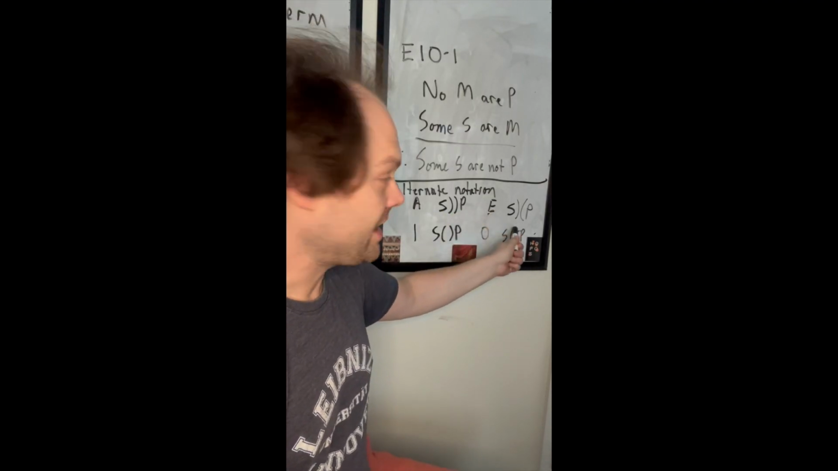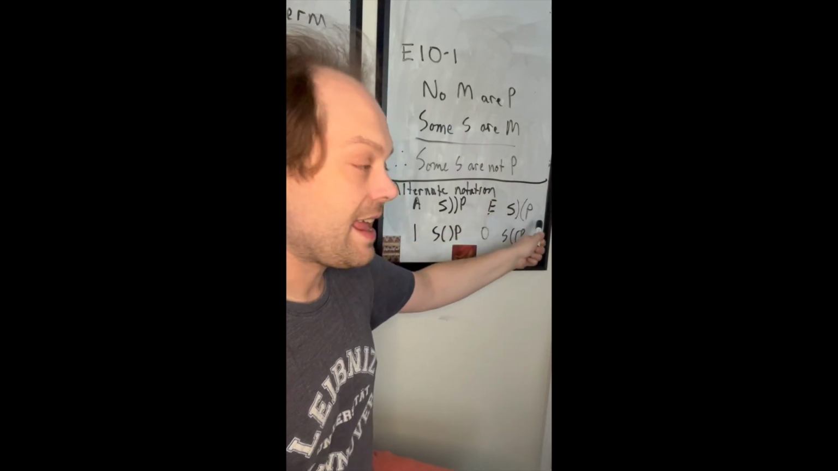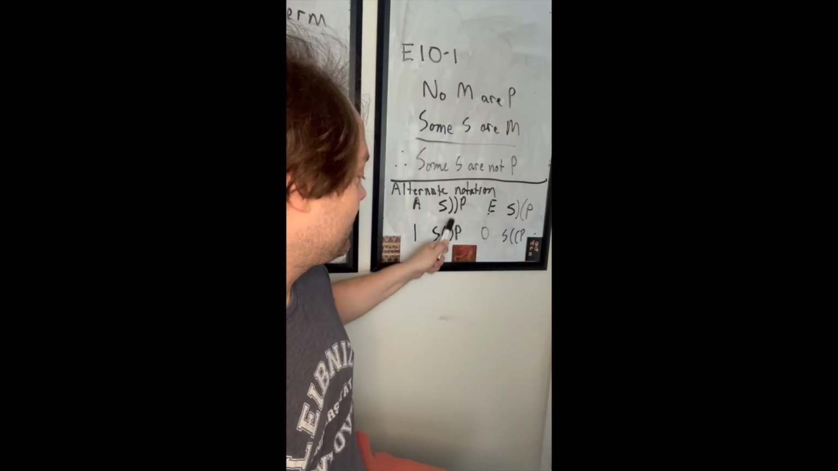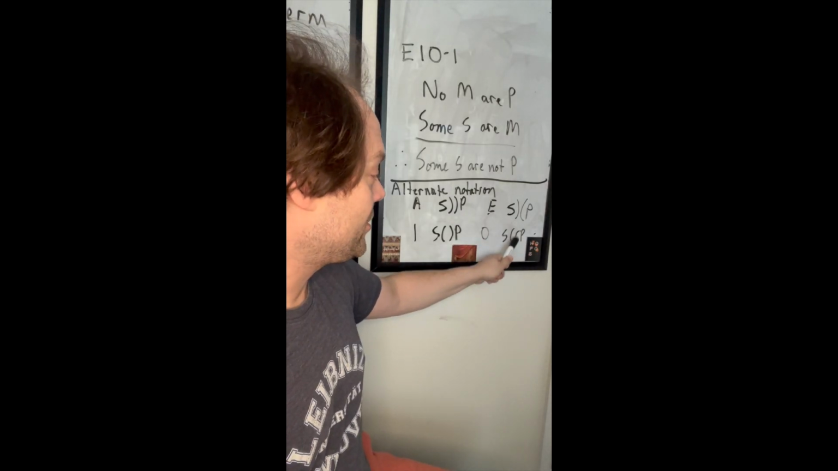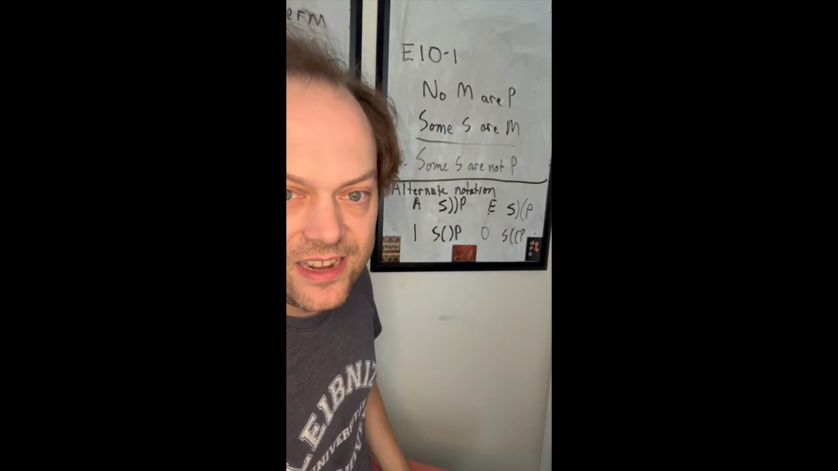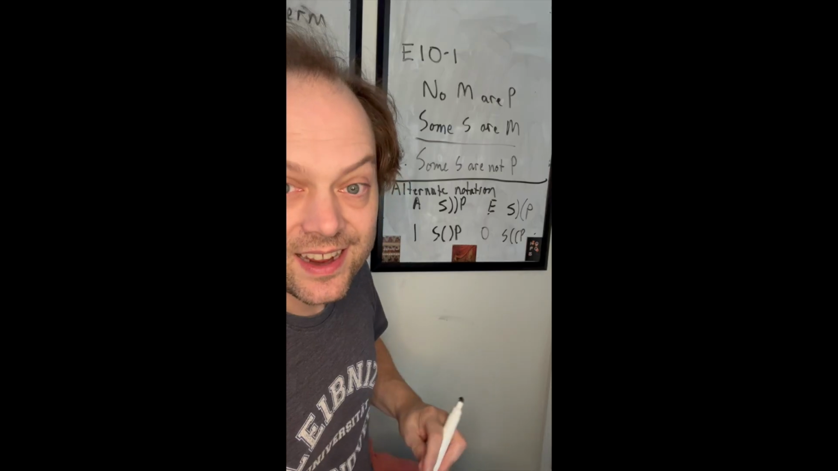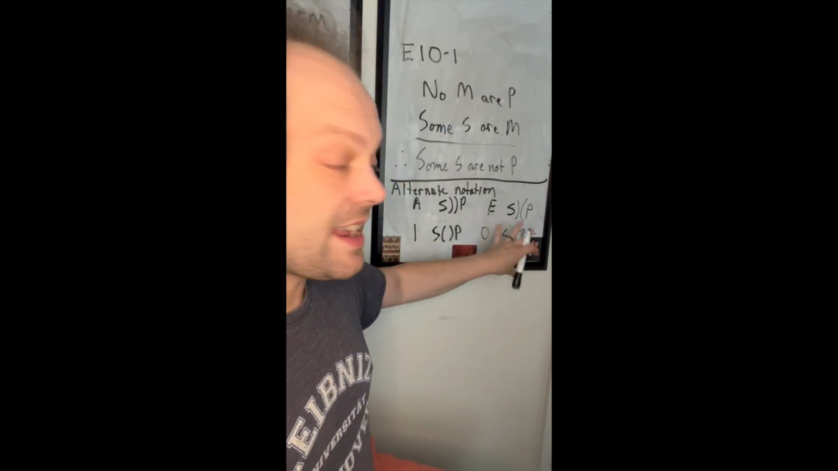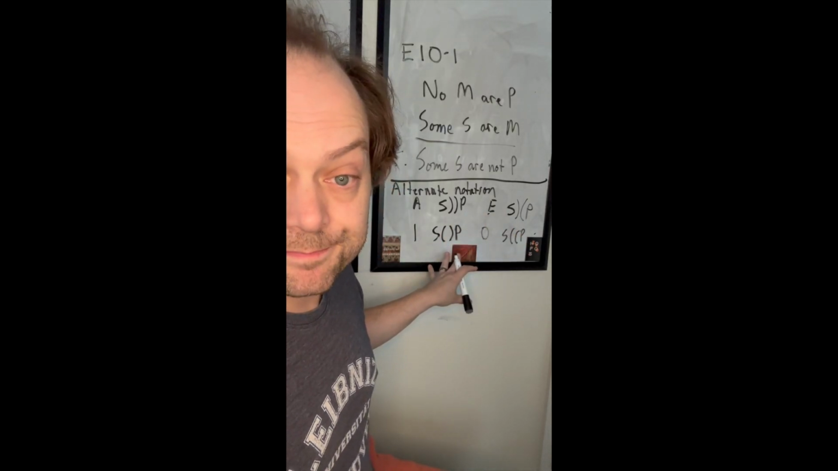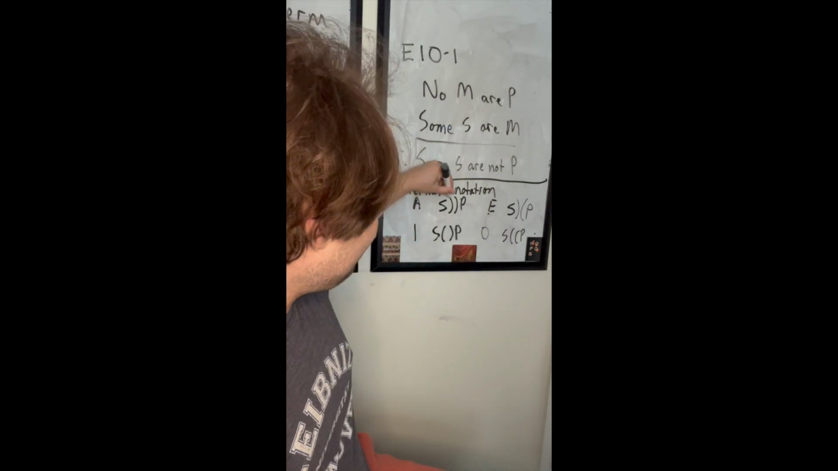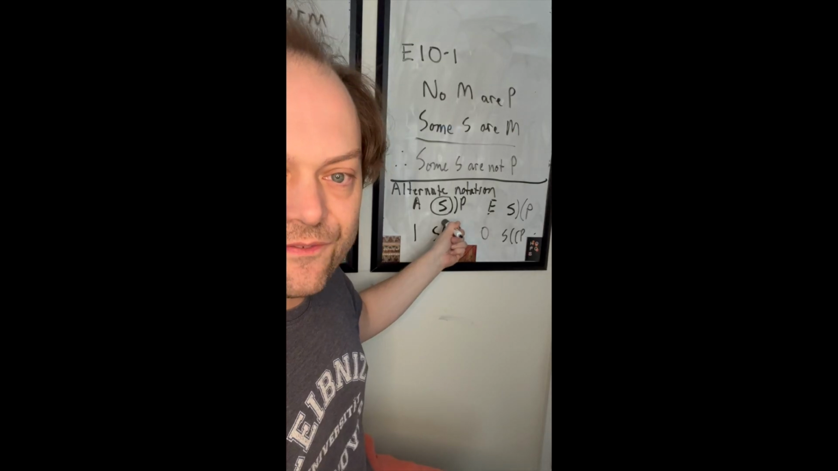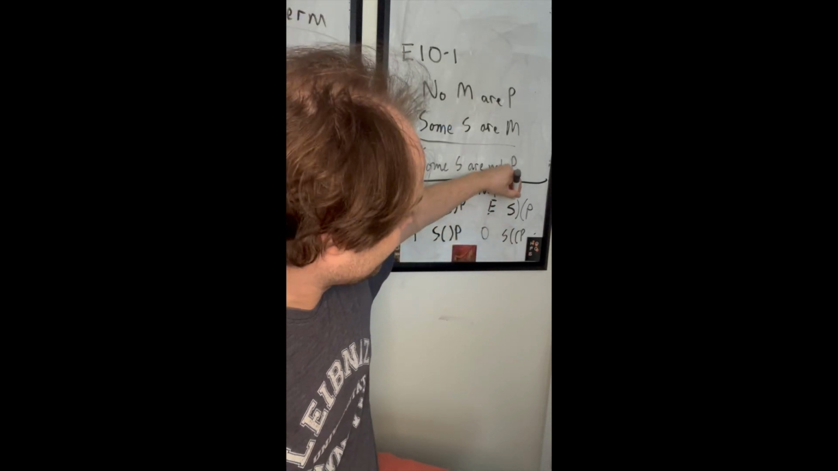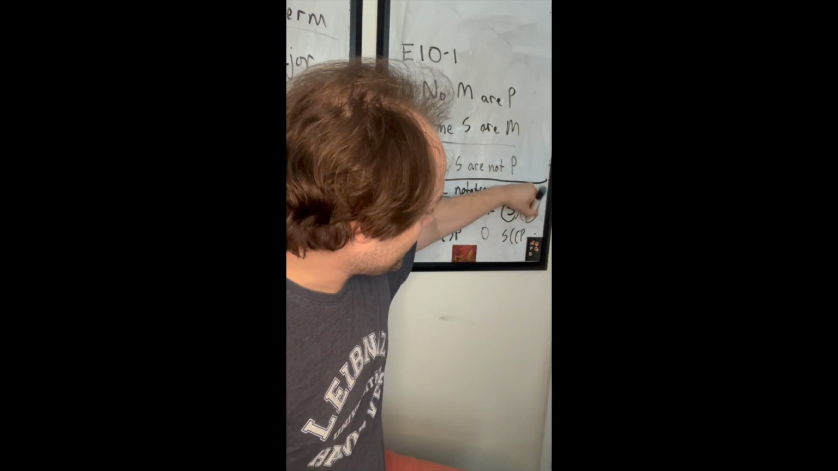E is universal negative. I is particular affirmative. O is particular negative. The advantage of this is that it shows you distribution, because whenever a parenthesis is facing a term, that term is distributed.